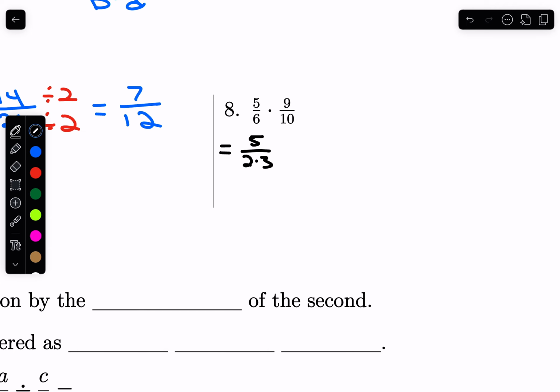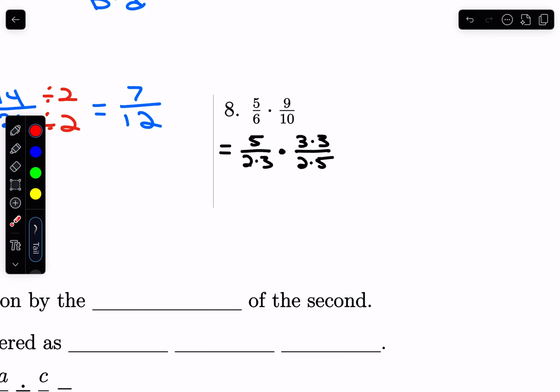Okay, so I rewrote 2 times 3 instead of 6. Then we're multiplying this by 9 over 10. 9 is 3 times 3, and 10 is 2 times 5. Now when we multiply these fractions together, all the numbers on top are going to get multiplied together, and all the numbers on bottom will get multiplied together.